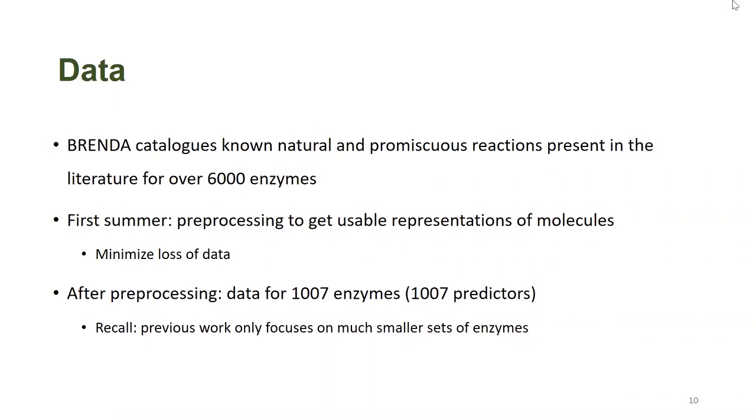known common names of molecules, and from that we needed to reach a universal representation that we could use in machine learning. After the pre-processing, we found that we had enough data for about 1,007 enzymes. I want to emphasize that this is unheard of before. All previous work only focuses on smaller subsets of enzymes, so this is the first time we were working with a very big chunk of enzymes.